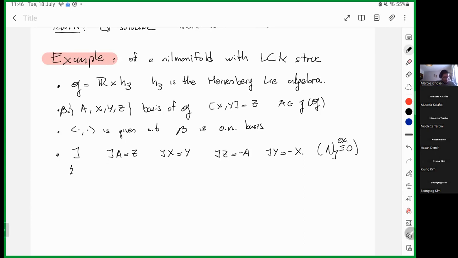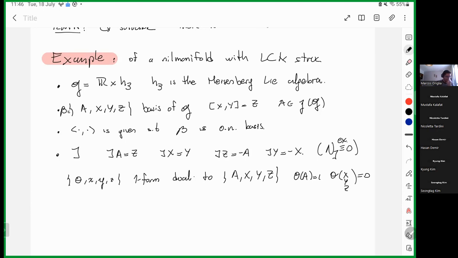So now we will take a basis of one-forms. Let me call them theta, x, y, and z. They are the one-forms dual to A, X, Y, Z. What does dual mean? For instance, theta evaluated on A is one, so theta is the dual of A, and theta is zero on the other vectors. That's what dual means. Okay, so now we have the fundamental form, and you can see that omega in this case is just theta wedge z plus x wedge y.